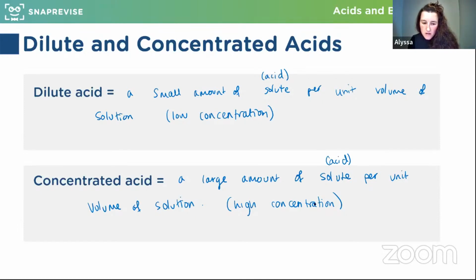Right, sorry. I've had loads of questions that I haven't seen. So what does a solute mean? Solute is the dissolved thing. Per unit volume would be, for example, if we have 3 grams of hydrochloric acid per centimeter cubed or per milliliter, or whatever it is that we're measuring our volume in. So it might be 3 grams of hydrochloric acid per centimeter cubed compared to 0.3 grams of hydrochloric acid per centimeter cubed. That's what I'm talking about when I say per unit volume.